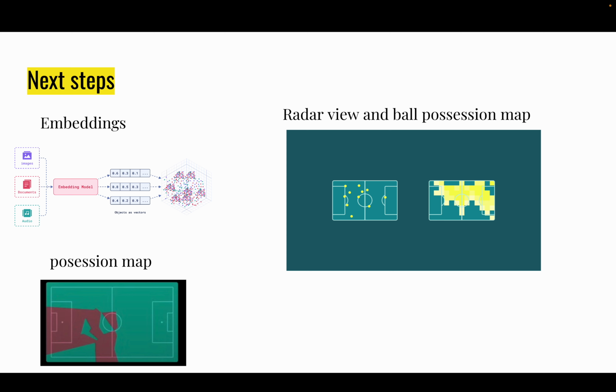The expansion of this project is to explore the use of embeddings to automatically assign the players to the teams, implement keypoint detection to create a video game-like radar view, and have ball movement statistics and generate visual diagrams of the ball control for each team, highlighting where on the field they had the most influence.